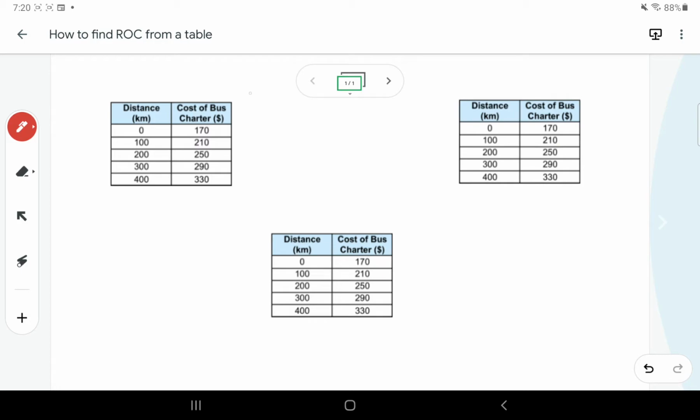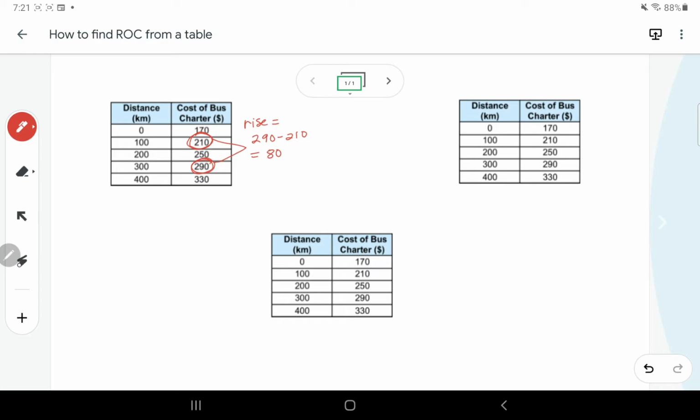So we know the rise is always on the right hand side. So that's our dependent variable. So I'm going to, for instance, maybe for this one, pick the 210 and the 290. And it's really just random which 2 I want to pick. So I would say rise equals 290 minus 210, which is 80.